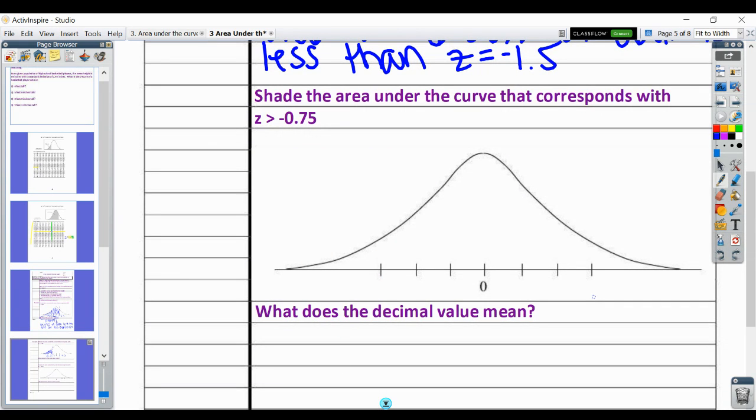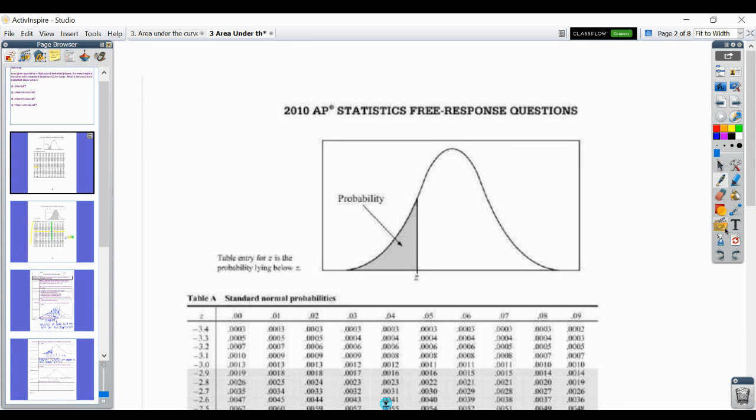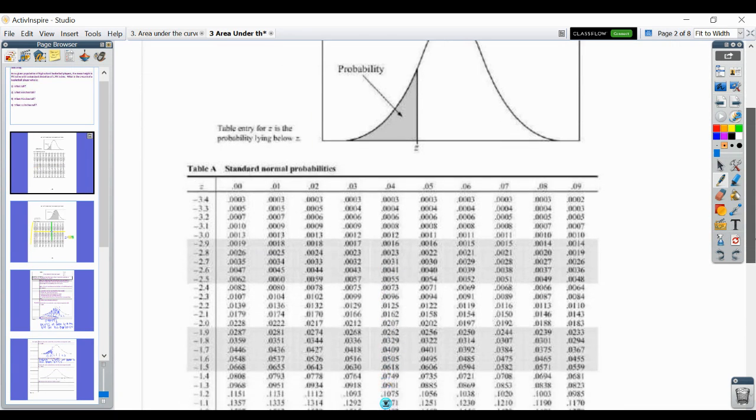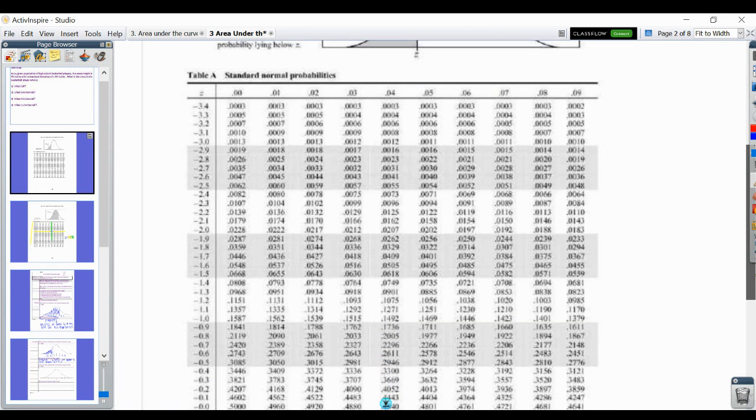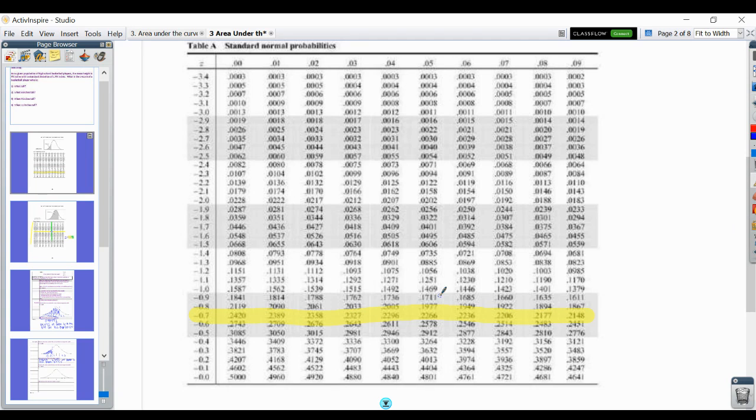So what happens when we're talking about greater than? What if z is greater than negative 0.75? Look at the table again. Look for negative 0.75. And because 0.5 is in the middle, I'm just going to highlight the whole row. I'm going to follow the 0.05 down, and I can see we have 0.2266.